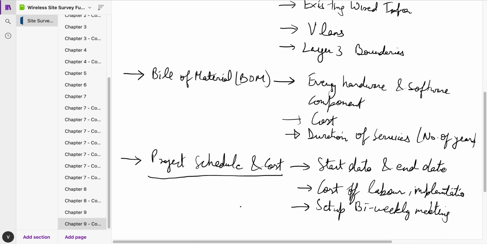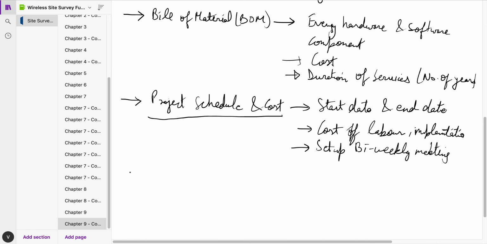The next thing that you can provide to them would be the wireless security solutions recommendation.